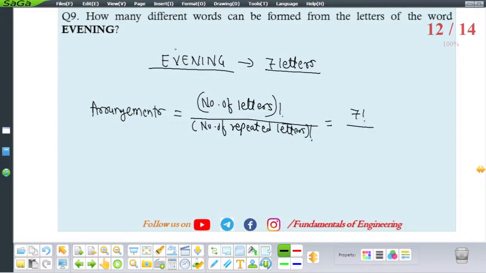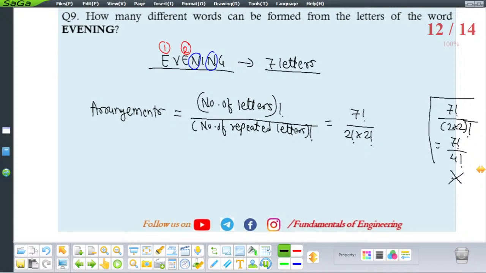Now the repeated letters: E is repeated twice, and N is also repeated 2 times. So we can write in the denominator 2 factorial into 2 factorial. See here, don't write 7 factorial upon 2 into 2 factorial as one factorial of 4. If you do that, you will get the wrong answer, because then we get 7 factorial upon 4 factorial. Don't do this.